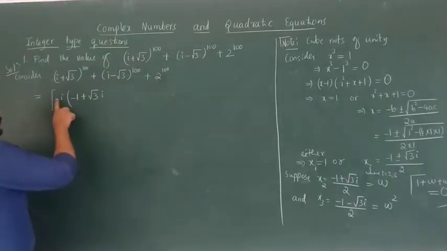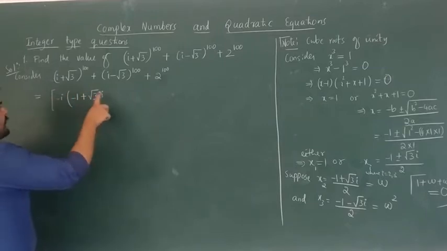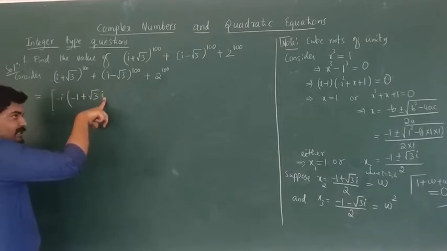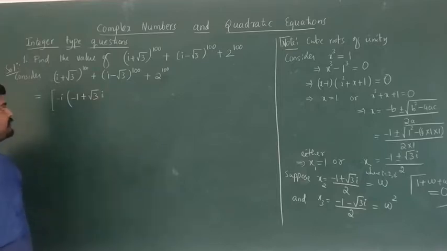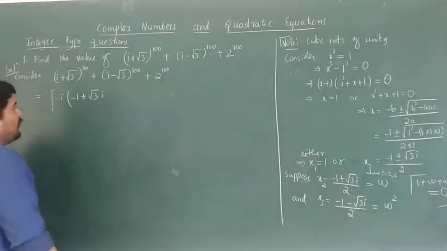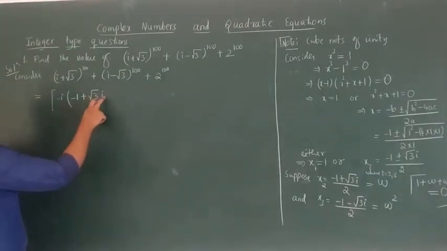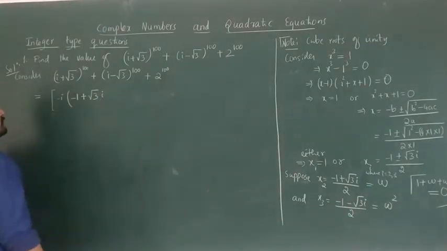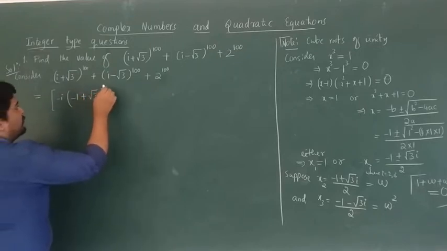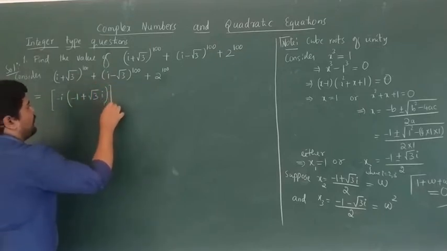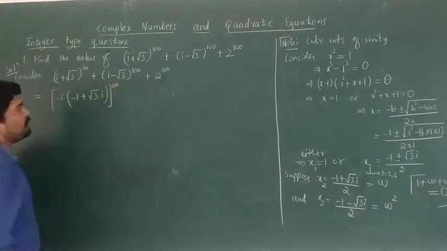Because if you take out this minus i, you will get minus i into i, that is minus i square. I square value we know is equal to minus 1, isn't it? If you substitute that way, you will get minus i square, that is plus 1. You will get its whole power 100. I hope you are following the things up to here.